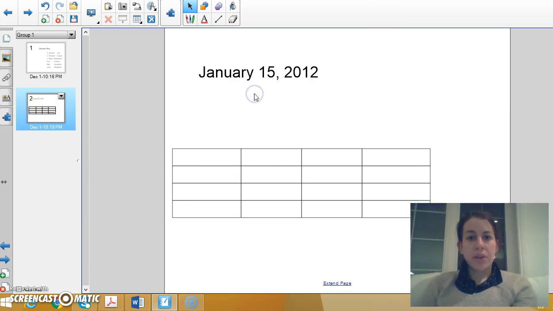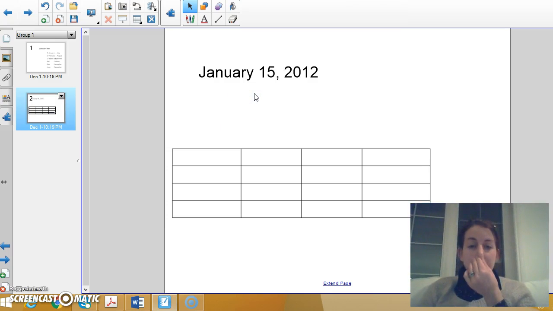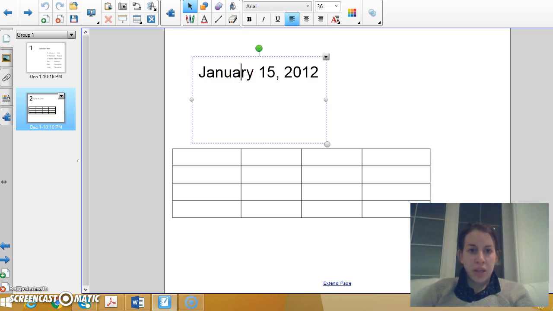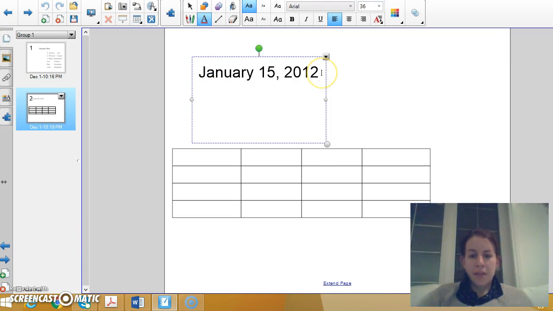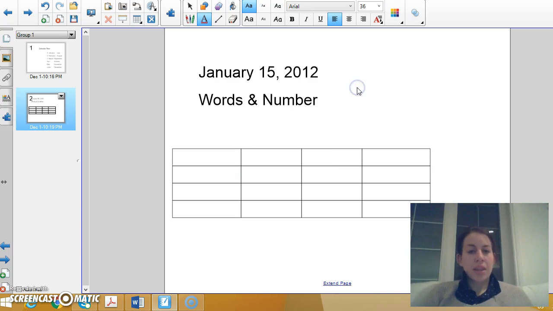Okay, so we're going to talk about dates a little bit today. This is usually how dates are written. It's usually written in words and numbers. This version right here is written in words and numbers. So you have January written in words, the date 15, and the year 2012 in numbers. This happens to be Piper's birthday.